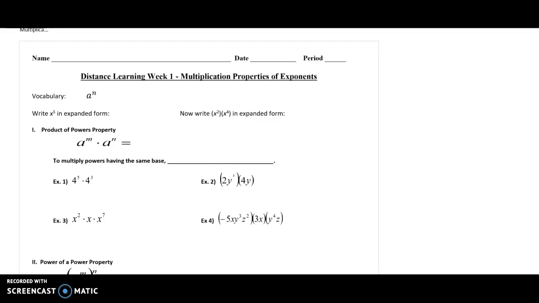Hey guys, so today we are going to be doing week one of our distance learning, and we're going to be talking about some of the properties, the multiplication properties of exponents.